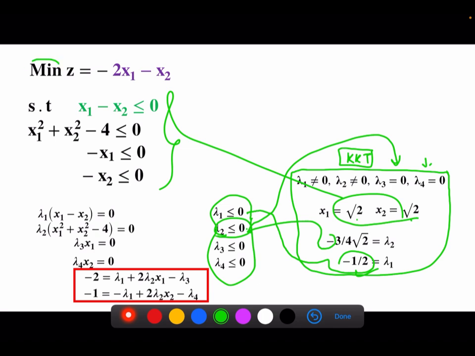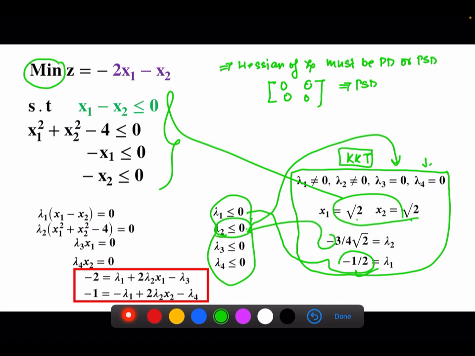Why? What is the sufficient condition for a minimization problem? That the Hessian of Z must be either positive definite or positive semi-definite. What is the Hessian of this? 0, 0, 0 and 0, which is in fact positive semi-definite. All the principal minors are greater than or equal to 0. Delta I are all non-negative for all I. And a more simple way to think of it is a linear function in the variables is always a convex function. So the Hessian is positive semi-definite.